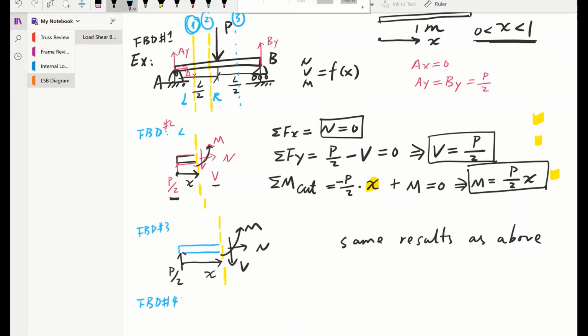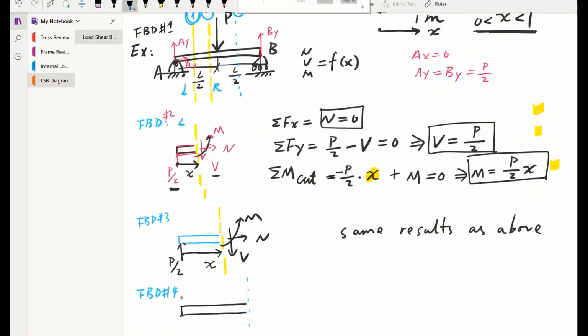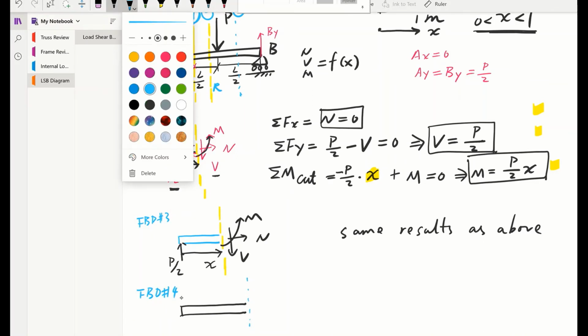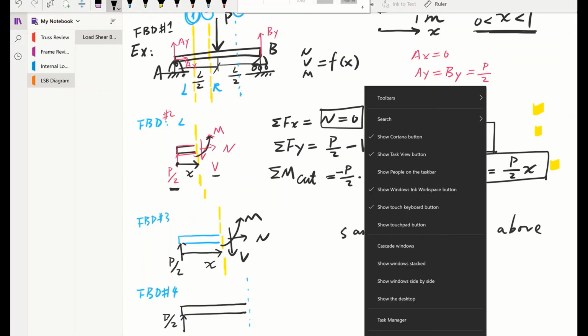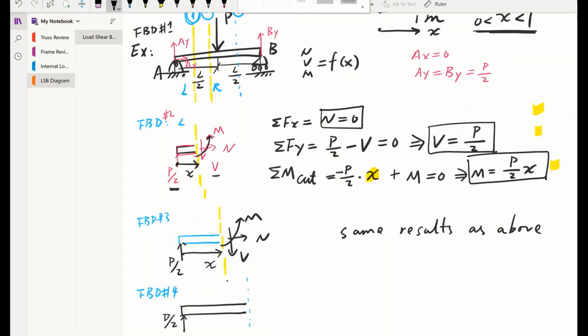This time, what do we have? We'll have a longer beam. This is where we cut, that blue line here. So we will still have our support reaction P over 2. However, what else do we have? At this midpoint, we're going to have this force P. That's the difference. We're also going to continue to have this internal loading, normal, shear based on the convention, and moment.